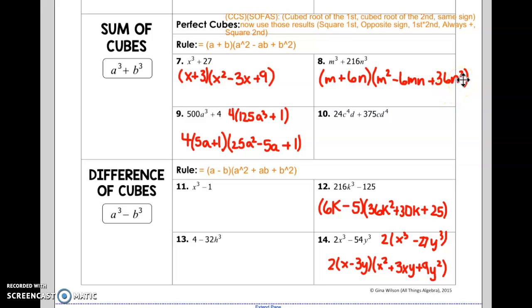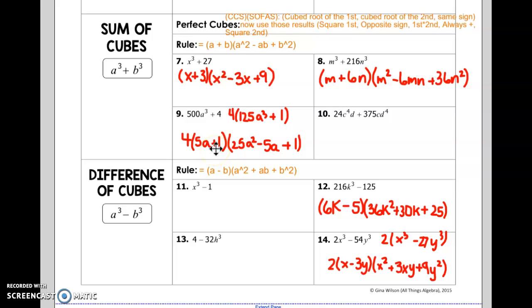Hope that's starting to make a little bit more sense, but we're going to talk through a few more just to make sure. Okay, number 9, I notice a GCF first. For both of these ones, I didn't talk about that because the GCF was just 1. This has a GCF of 4, and so does this. And they can each be divided by 4, which helps us out because 500 was not a perfect cube, so this was going to get tricky otherwise. But when I divide both terms by 4, I get 125a cubed and 1, which are both perfect cubes. So cubed root of the first term is 5a, cubed root of 1 is 1, same sign.